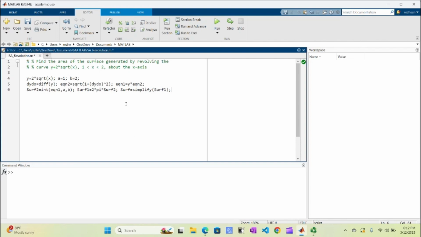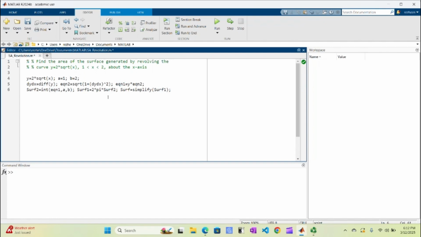All right, so let's come back to our code. What I've done here is taken the derivative of the function with respect to x. dy/dx is the derivative of y. Next, I've made an equation which has the discriminant. So I'm taking the square root of 1 plus this derivative squared. And then I've made another equation where I multiply equation 2 by the y function, which is over here.